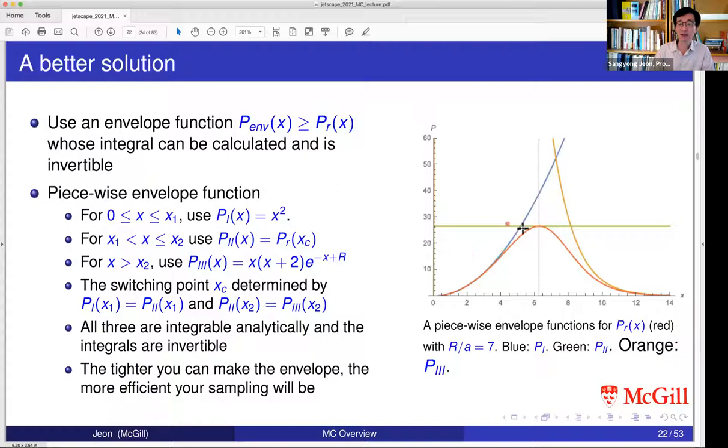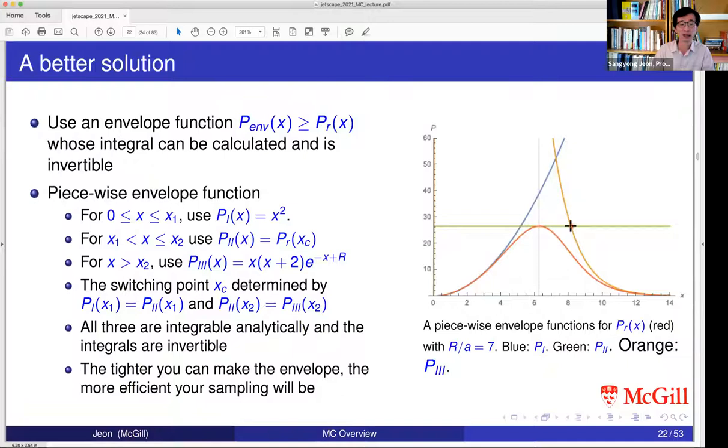I can just use these two and generate random numbers according to P1 up to here and P3 after that. If you do it that way, what you're wasting is just this area, maybe 30%. Or better, you can also cut it with the maximum height of your probability density. You have three portions: an x square portion here, a constant portion here, and then an x times x plus 2 times exponential portion here.